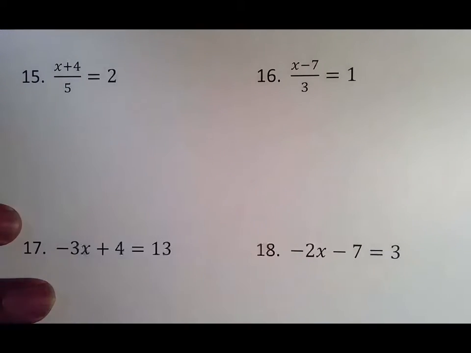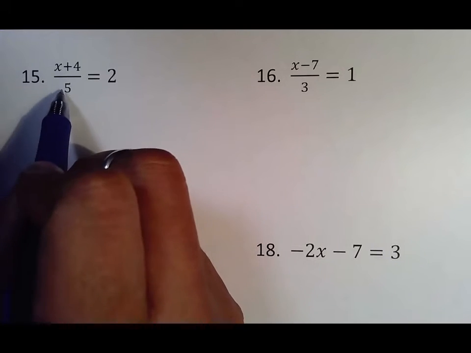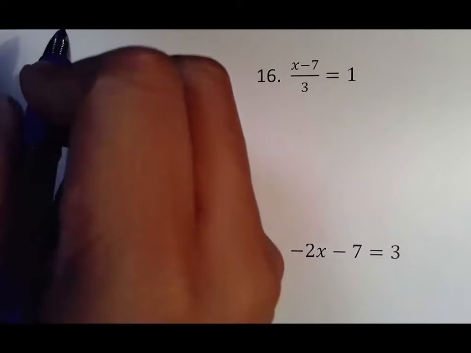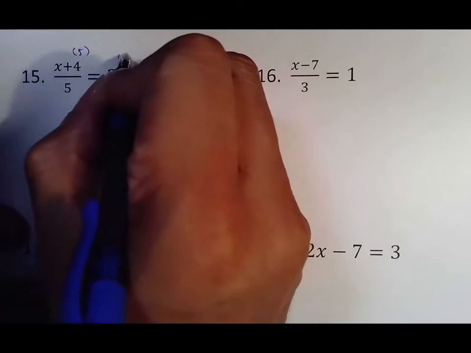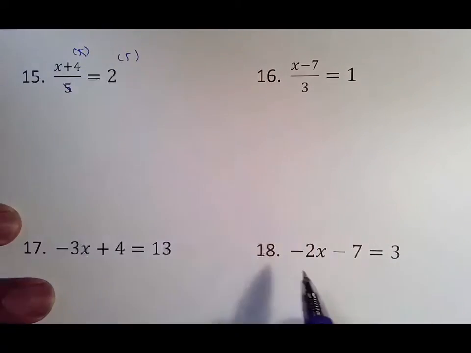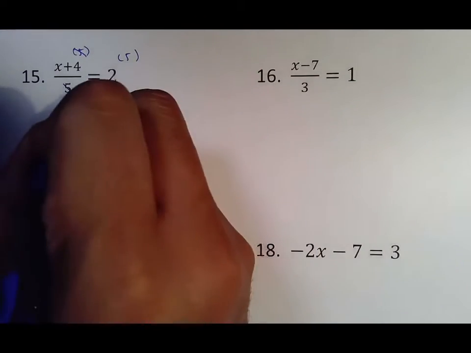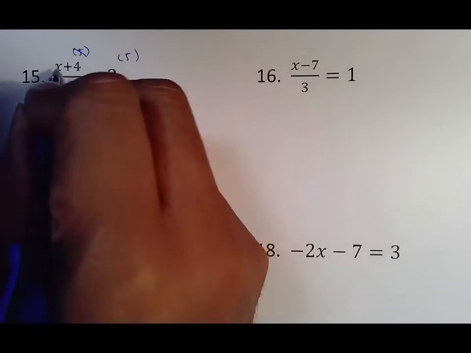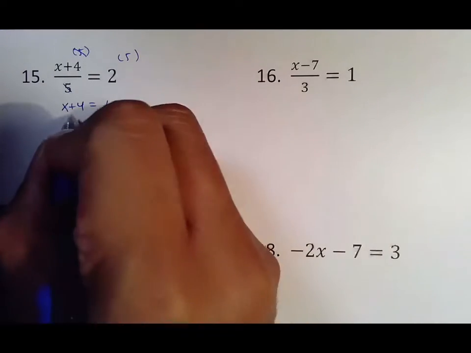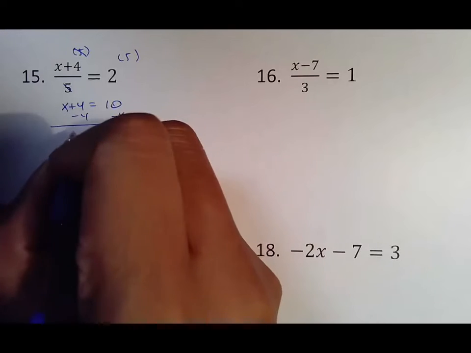x plus 4 over 5 equals 2. Again, this 5 is the first number to go because it's on the bottom, so we put a 5 on top. The two 5s go away. From there, we do x plus 4 because that's what comes down, equals 10. And then we go from there.